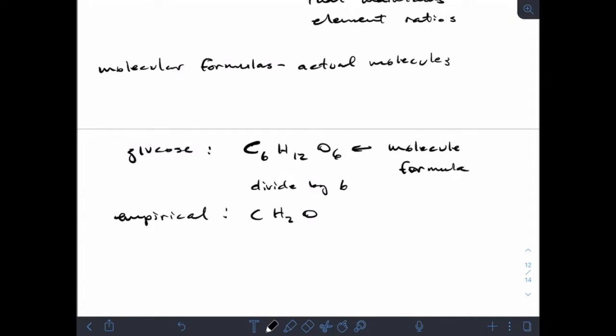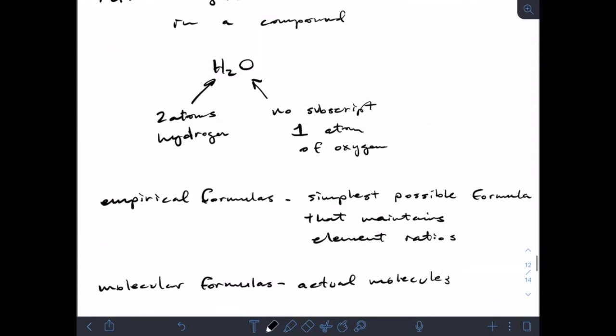So there are twice as many hydrogens as there are carbons or oxygens. The ratio of hydrogen to carbon and oxygen is 2-to-1. In the empirical formula, I have twice as many hydrogens as I do carbons and oxygens. So I have the same ratio, but it's distilled down to its simplest possible form. In the case of H2O, the empirical formula and the molecular formula are the same. They both show the proper ratios, and they happen to be the actual molecule.